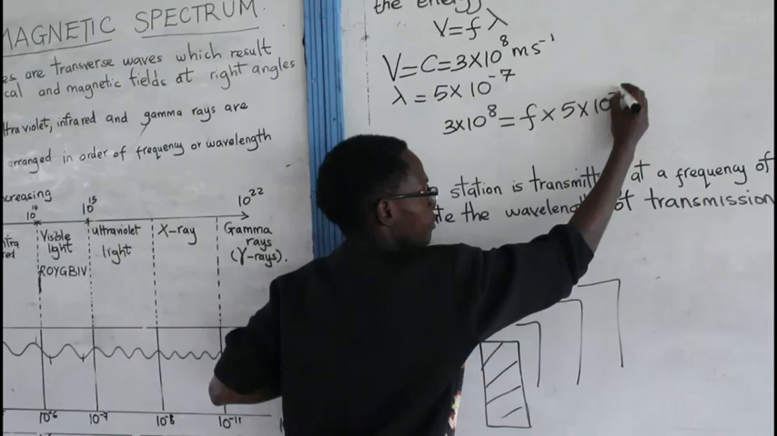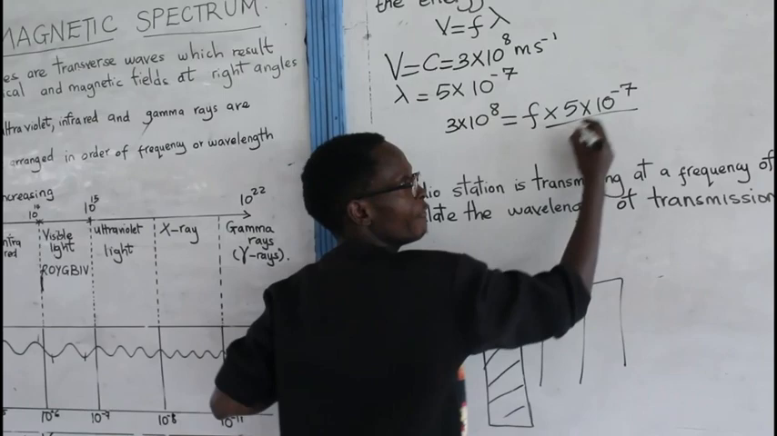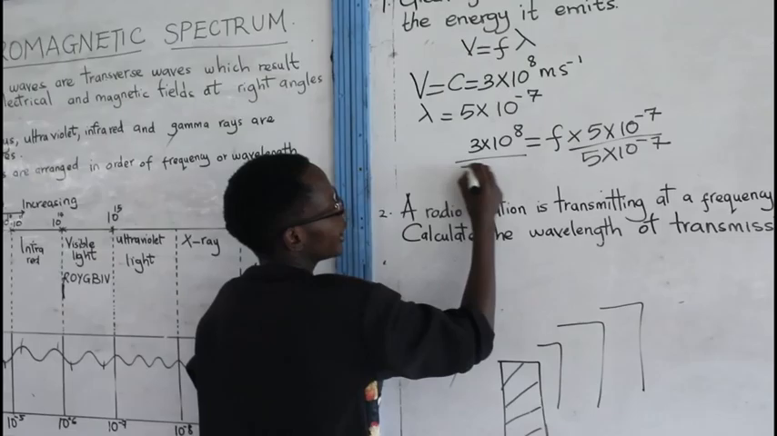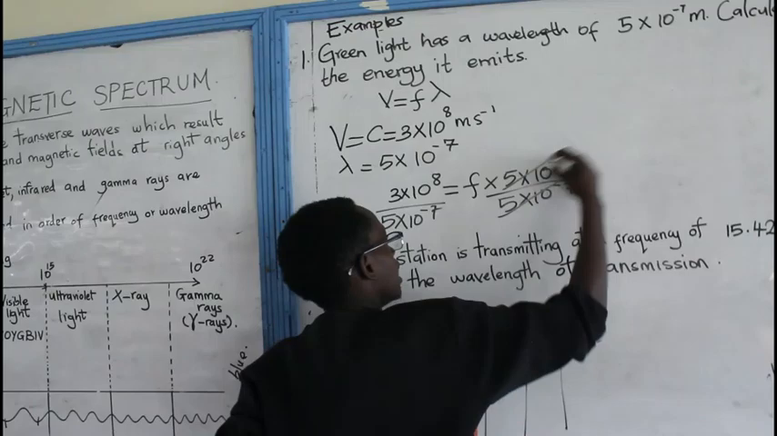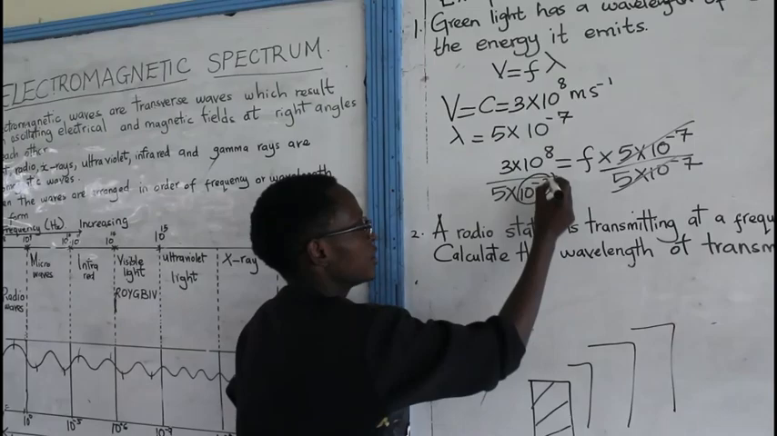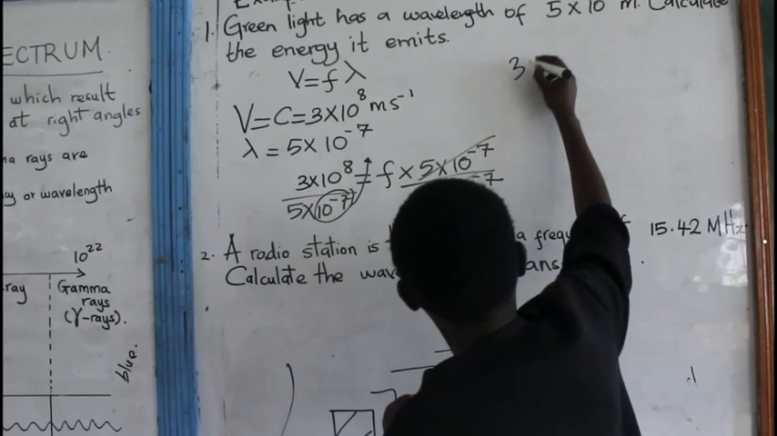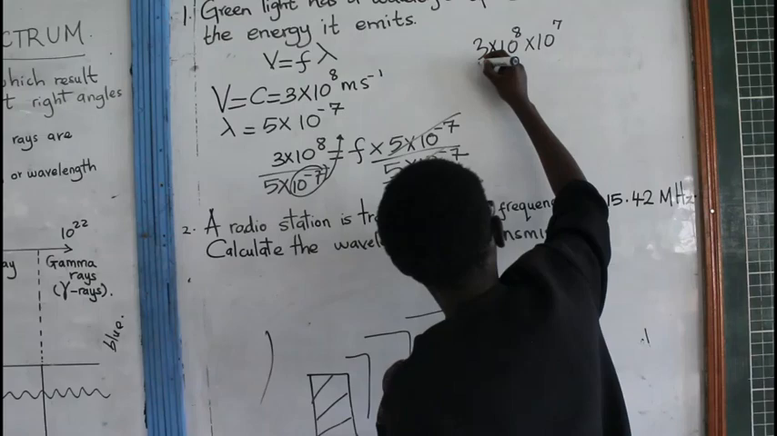So if we just want to go with this, I divide both sides by 5 × 10⁻⁷ here, then here I also divide by 5 × 10⁻⁷, which cancels this out. Then remember, in dealing with these ones, you can just take this one up and it becomes positive, so it becomes 3 × 10⁸ × 10⁷ all over 5 is equal to f.